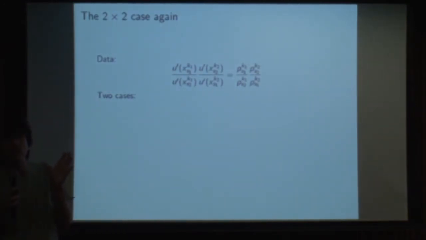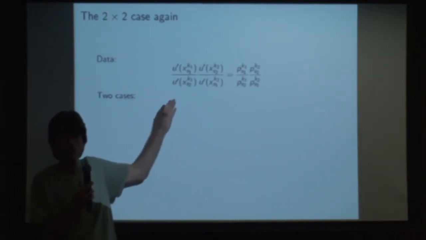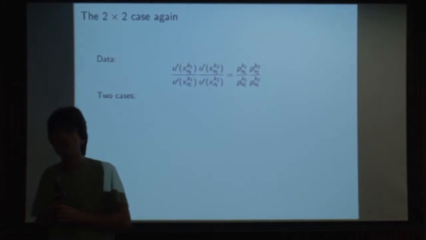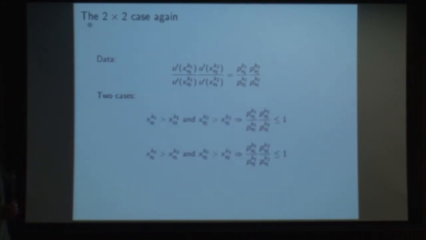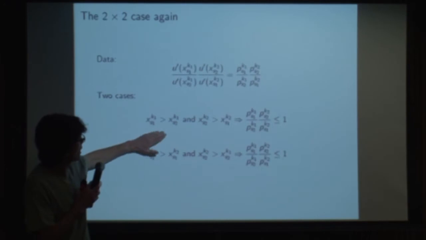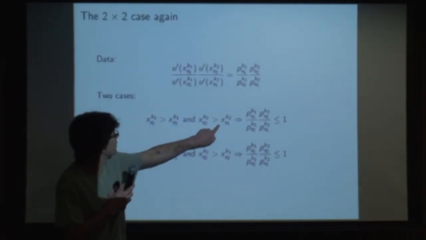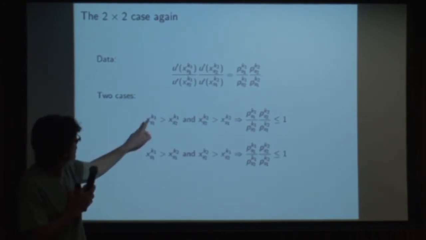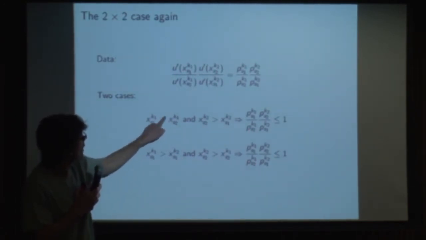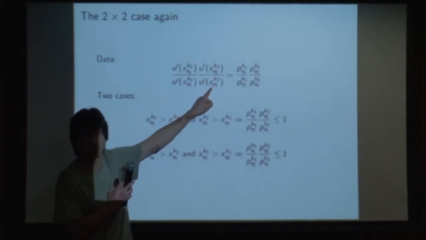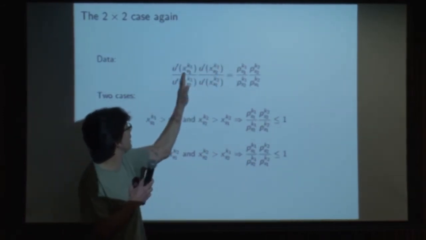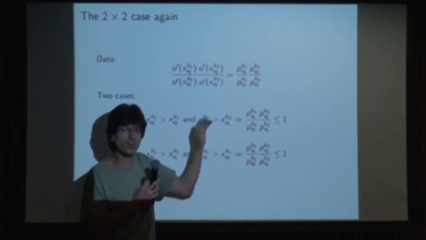This is what I can say something definitive about, because I can say when some quantity is greater than another, how it is related to price. Okay? Now, there are two cases in which I can say something. So this is the first case, the case when this guy is greater than this guy and this guy is greater than this guy. So what does that mean? Well, it means that for K1, this is greater than this. And for K2, this is greater than this.